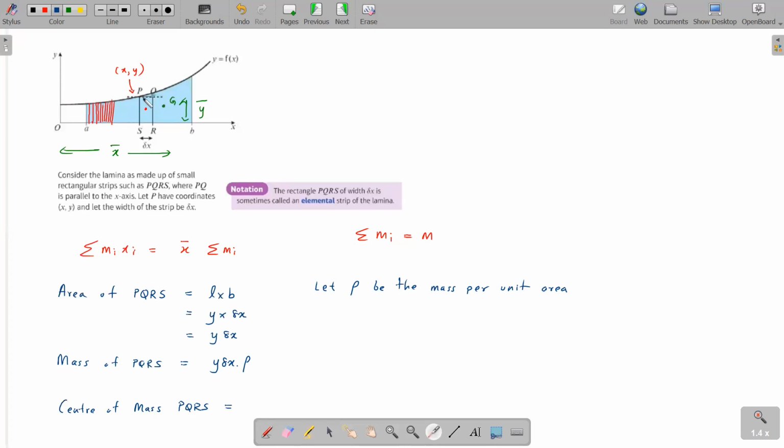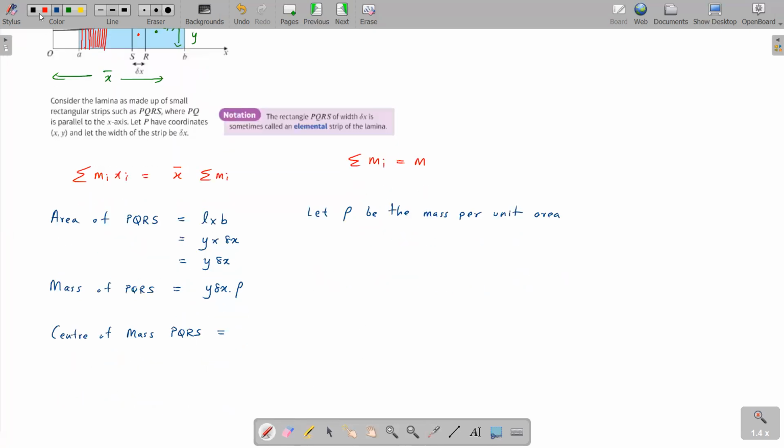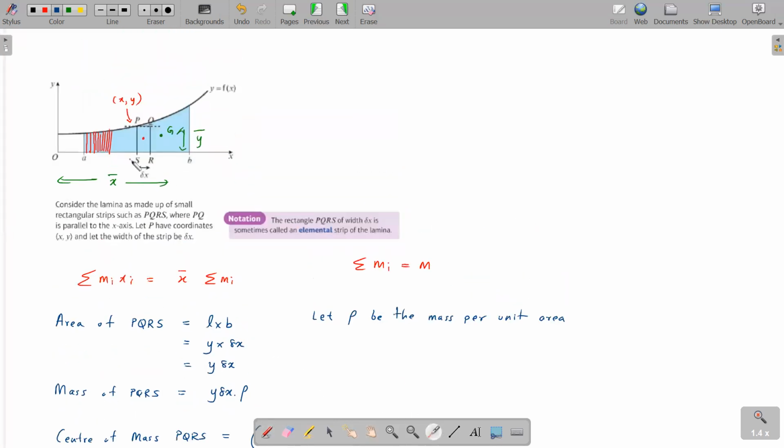So we consider our general rectangle PQRS. This is one of the rectangles. So we take this, and normally you guys know the center of mass of a rectangle is exactly in the middle of the rectangle, right? So how do we get the x and y coordinate? Basically the x coordinate would be, you guys can see until this point, the x distance.